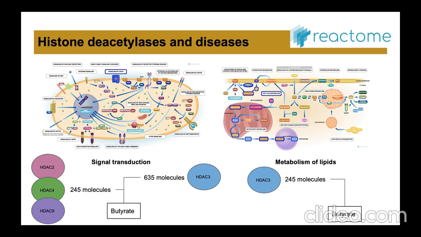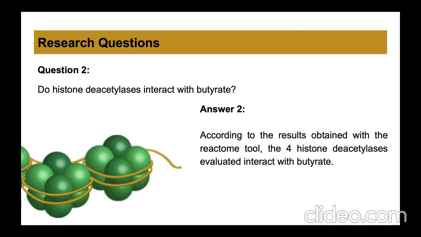Also, in the lipid metabolism pathway, histone deacetylase 3 interacts with 245 molecules, including also butyrate. Of all the tools used, Reactome was the only one that allowed us to observe the interaction between histone deacetylases and butyrate, although this interaction could not be directly related to a disease in humans. So the answer to question number 2 is: according to the results obtained with the Reactome tool, the four histone deacetylases evaluated interact with butyrate.